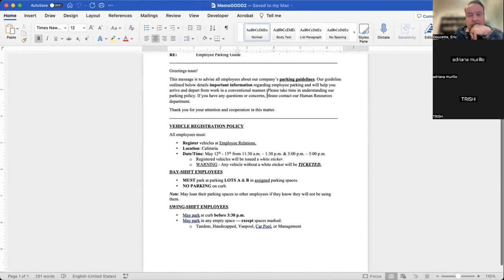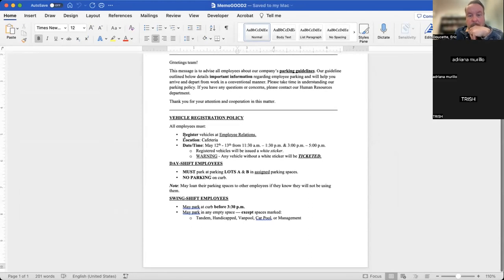Yes. So again, parking guidelines, important information. I put it in bold. Vehicle registration policy. All employees must register their vehicle. Here's how. Day shift employees, I used all caps. I used bold, I used underlined, I used italicized. All that just makes it stand out.